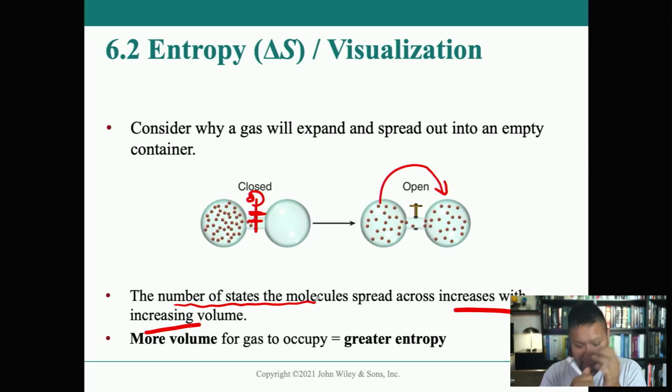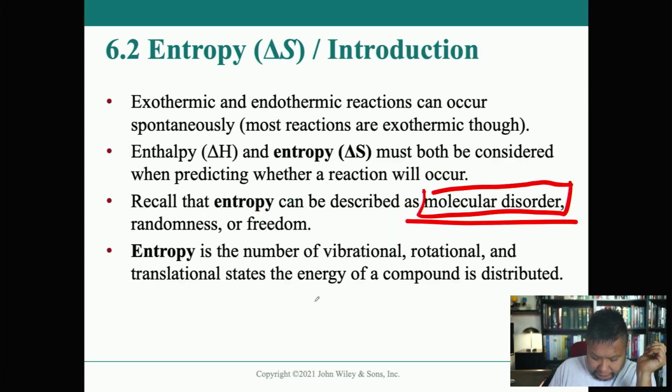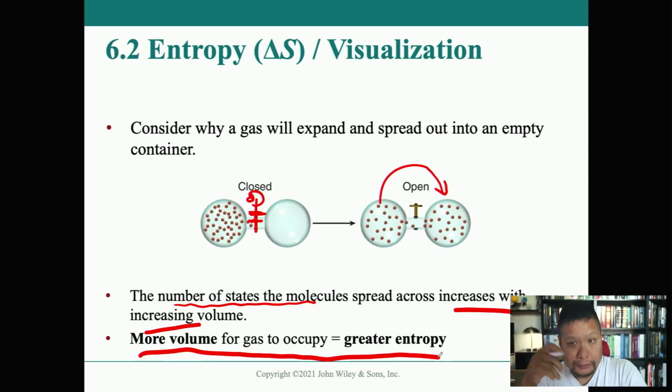So when I was talking about that previously over here, with the number of vibrational, translational, and rotational states, that literally is the more ways a gas molecule can move around, whether it's rotating, vibrating, or moving side to side, up and down, right? The more volume there is, the greater the entropy, because the more ways a molecule can move around.